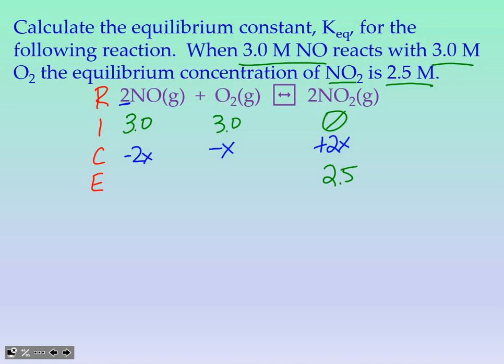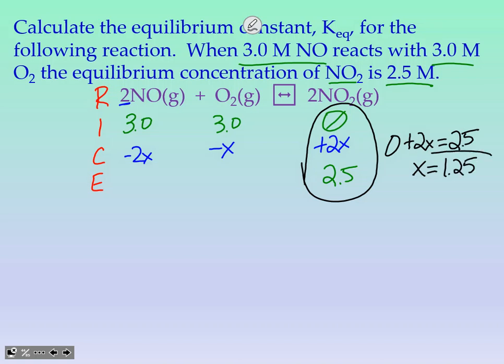Yeah. From the product side, you could do 0 plus 2x equals 2.5 and then solve for x. Good. From here, we should be able to figure out our change, right? 0 plus 2x equals 2.5. So x equals 1.25. Should we round yet? Not yet. I suppose you could, but we're just not going to. We usually wait till the end to round.